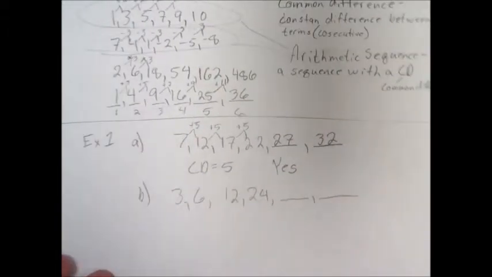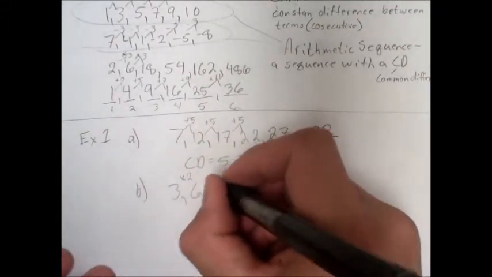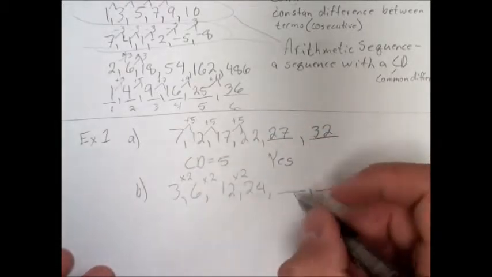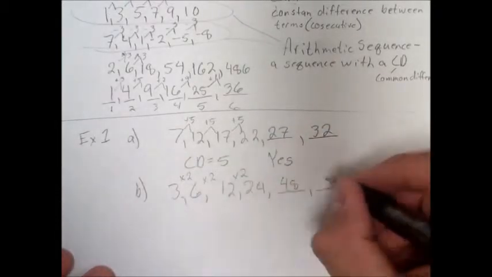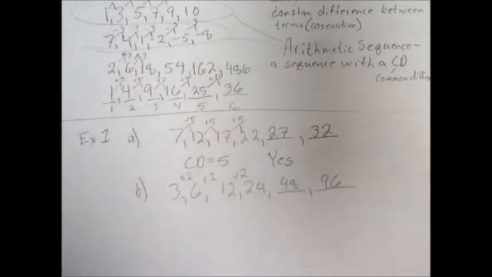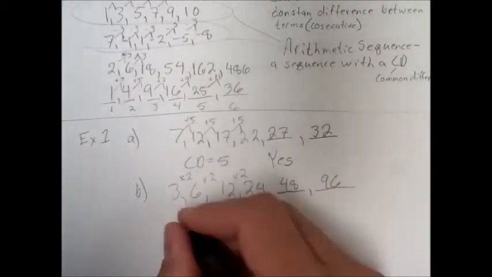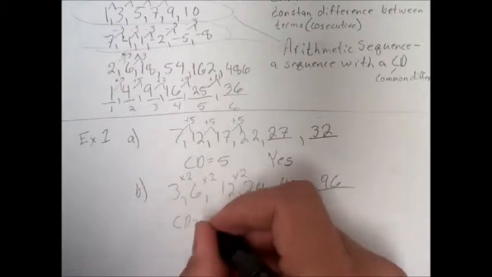3, 6, 12, 24. What's happening? So multiplying the previous term by 2. So what is the next term going to be? 48, and then 48 times 2 is 96. Good. So is there a common difference? What is it? That's not a difference. That's a common multiple, right? So this has a common multiple, but it doesn't have a common difference. So the common difference would be none. There's no common difference.